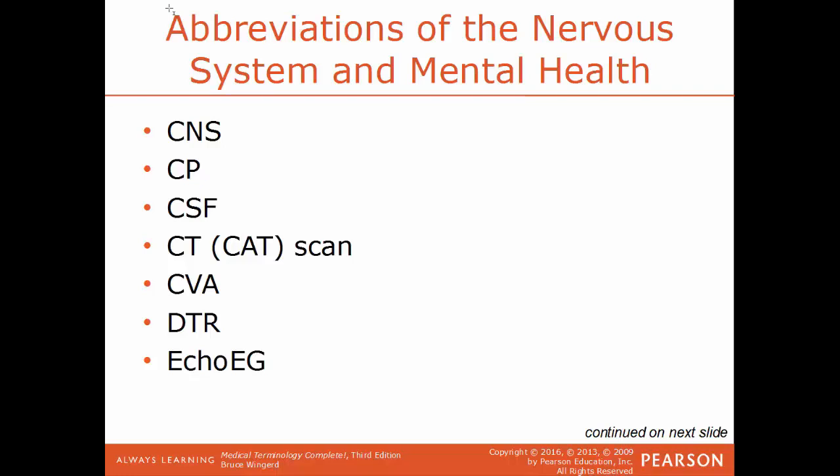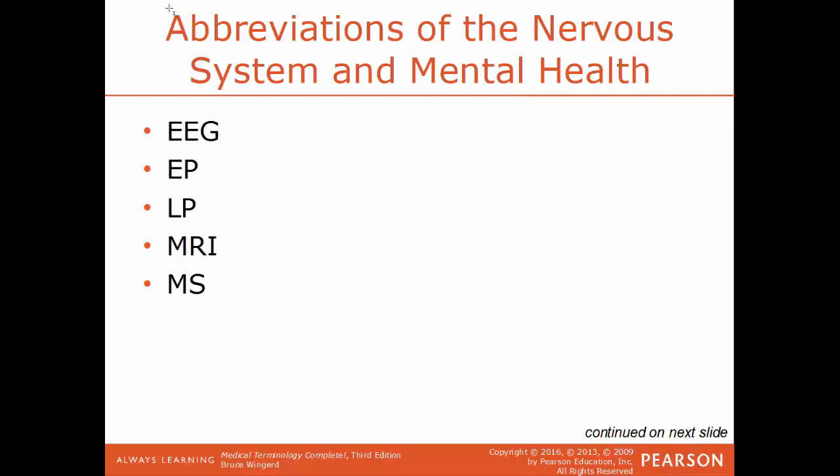CVA, cerebrovascular accident. DTR, deep tendon reflex. Echo EG, echoencephalography. EEG, electroencephalography. EP, evoked potential. LP, lumbar puncture. MRI, magnetic resonance imaging. MS, multiple sclerosis. PD, Parkinson's disease. PET, positron emission tomography. PNS, peripheral nervous system. PTSD, post-traumatic stress disorder. TBI, traumatic brain injury. TPA, tissue plasminogen activator.